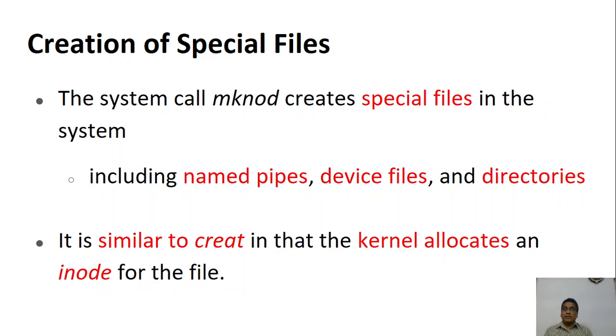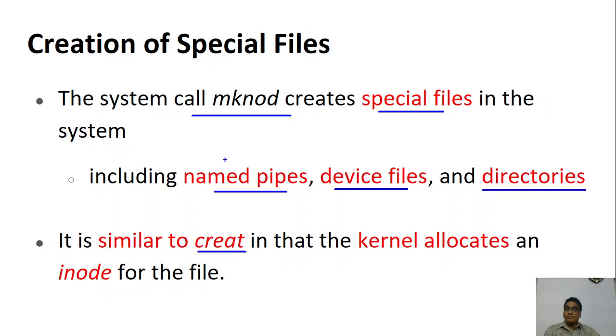Now that's for the regular files. Suppose you want to create special files such as a named pipe, a device file, or a directory, we can use the system call called mknod. So mknod is going to make a new node corresponding to the special files. The functionality is similar to that of creat. Like creat, the kernel is going to allocate the inode when we call the mknod.